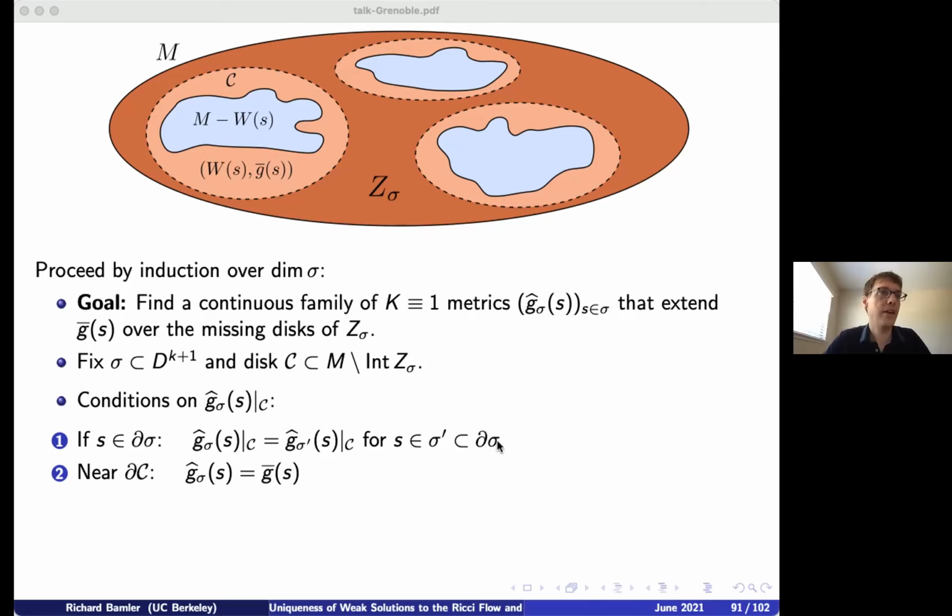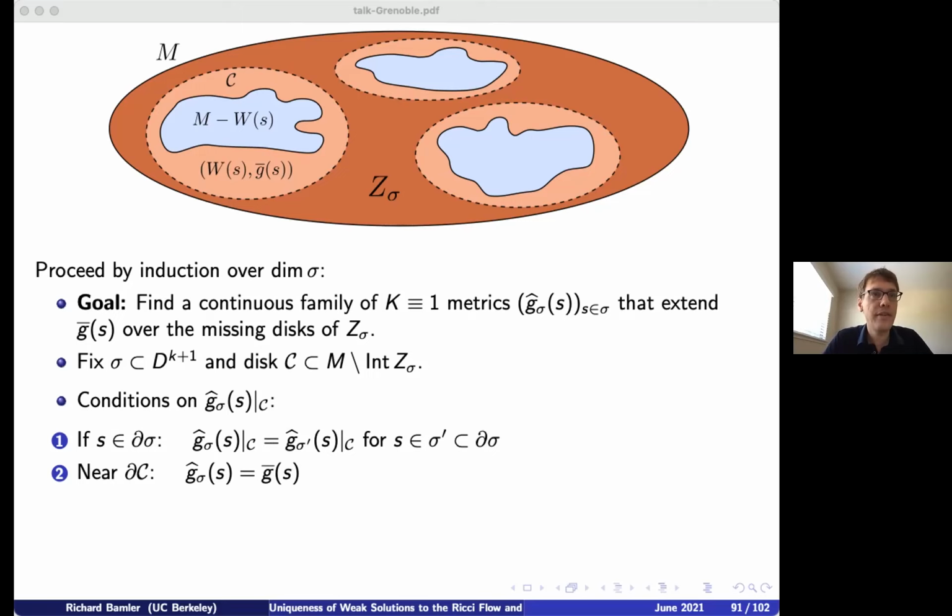And then I can work on higher and higher simplices. And then eventually these G hats will all fit together to the desired family, okay? So the issue is really just satisfying these two conditions if somehow the family of metrics on this disk is already given on the boundary.